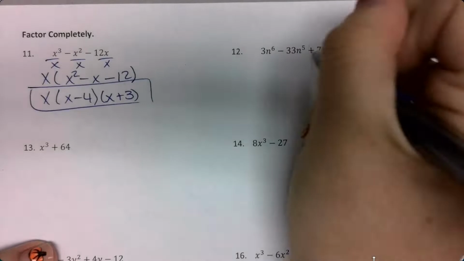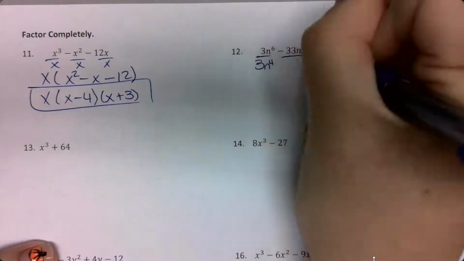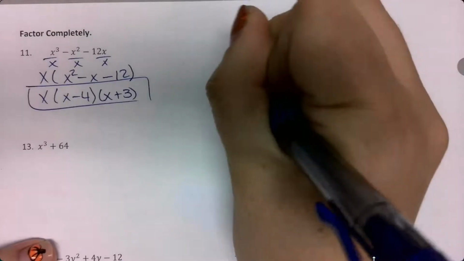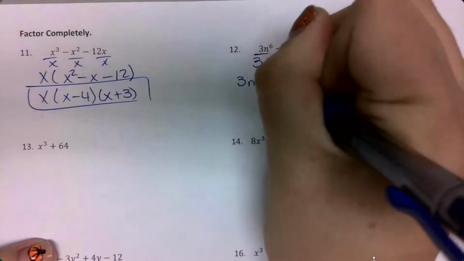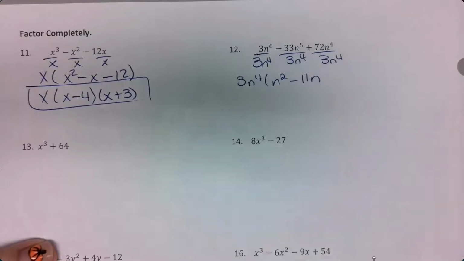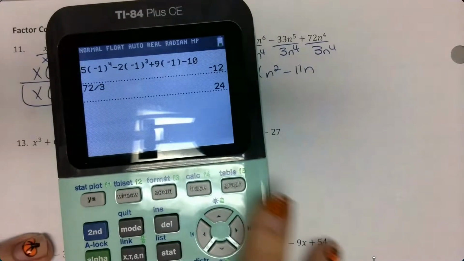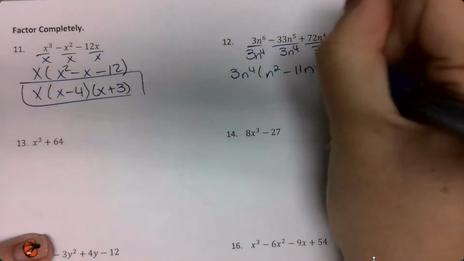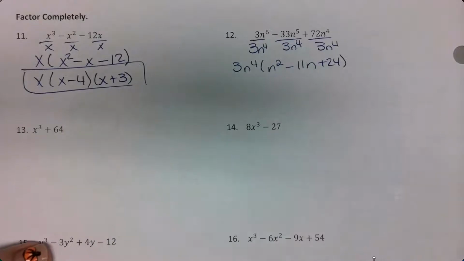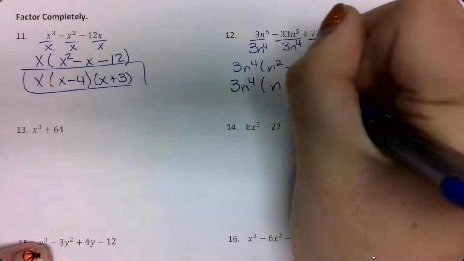Over here on number 12, everything is divisible by 3 and they all have at least 4 n's. So I'm going to divide everything by 3n to the 4th first. I have 3n to the 4th times n squared minus 11n, and then 72 divided by 3 is 24. So I'm looking for what multiplies to positive 24 and adds to negative 11. This is negative 3 and negative 8.